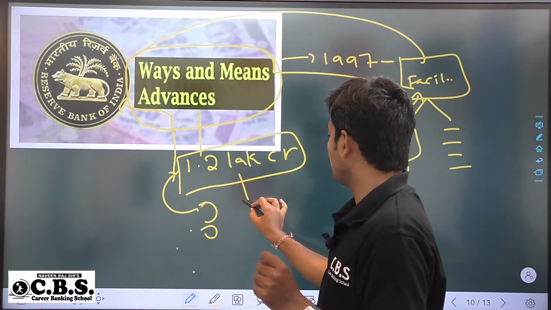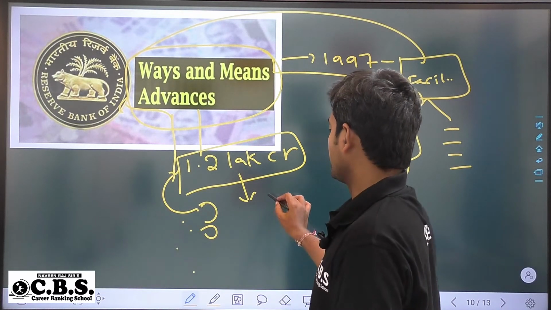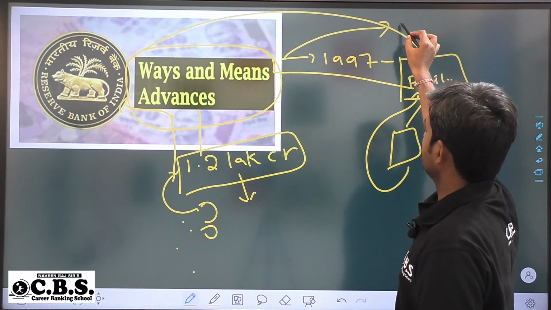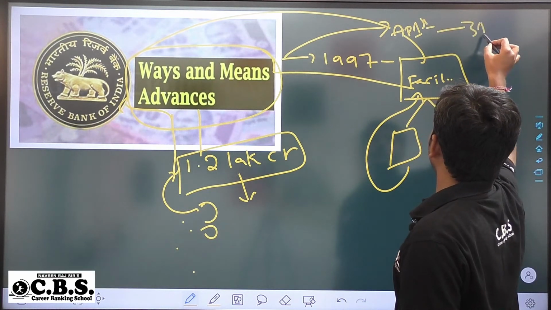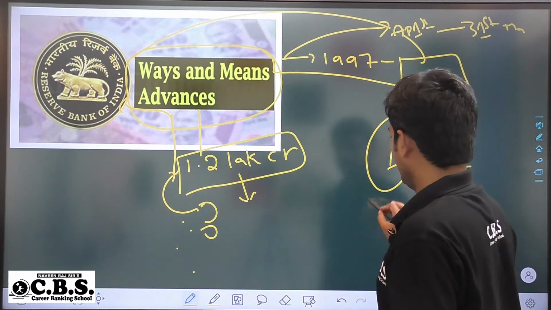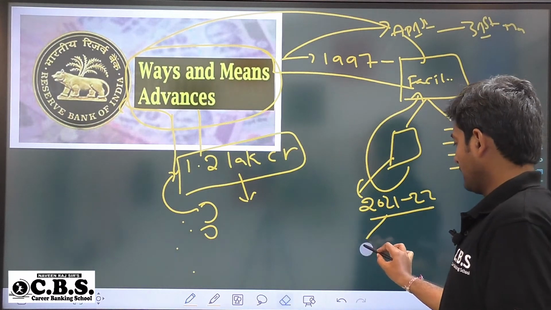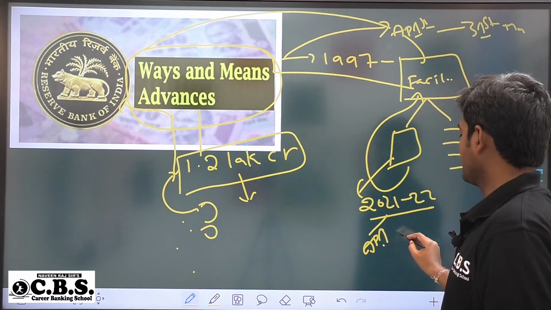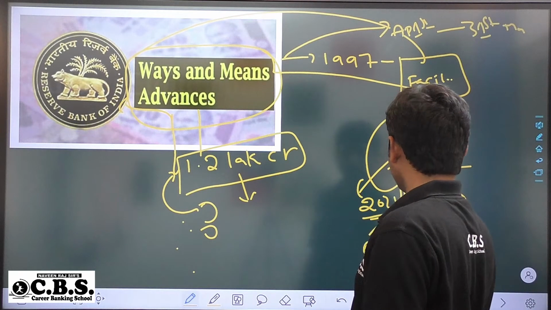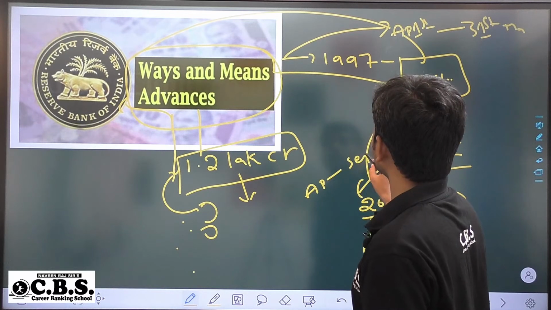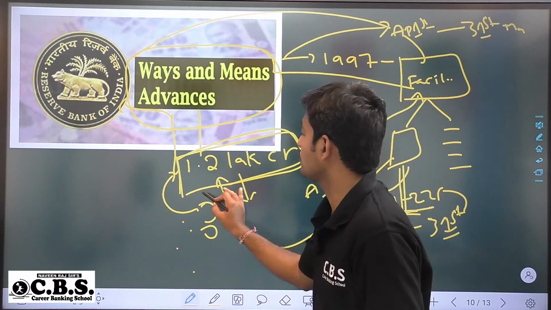See, this limit is applicable only for the first half of the financial year. The financial year begins with April 1st and it ends with March 31st. So for example, this is the financial year 2021-2022. It begins with April 1st and ends with March 31st, 2022. So for the first half of the current financial year, that is from April to September, the Government of India can borrow a maximum of 1.2 lakh crore.